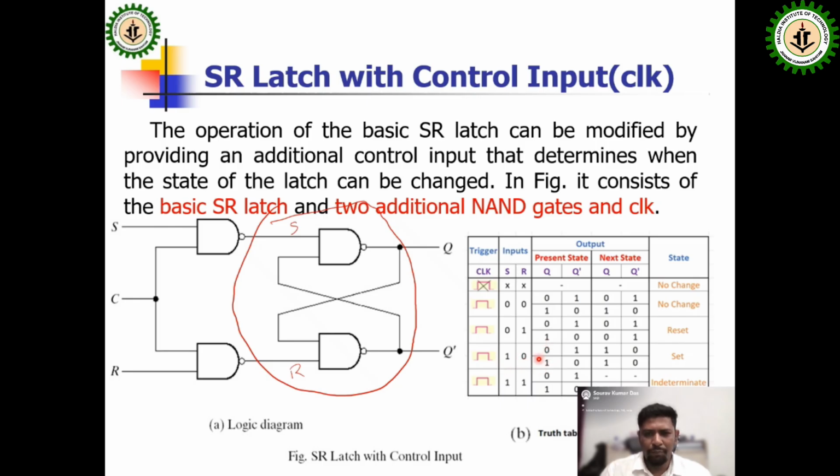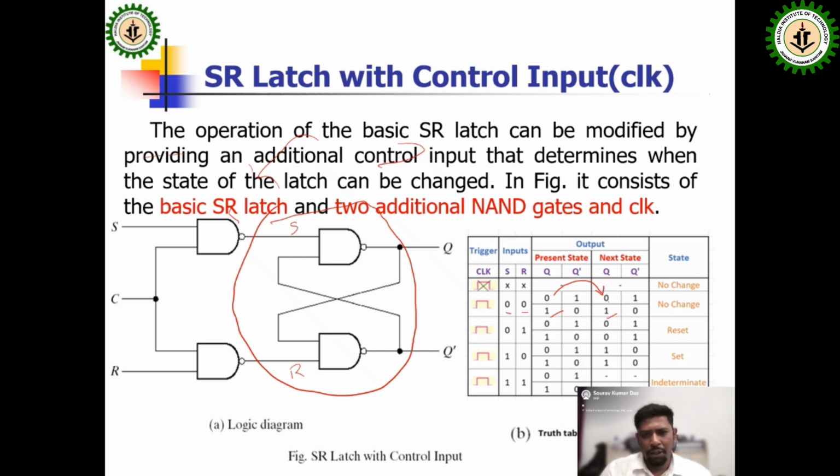All possibilities will be considered here. After the clock pulse is applied and the input S and R is applied, the present state changes to the next state. So for 0 0, present state 0, the next state output is also 0. When it is 1, you get the value 1.